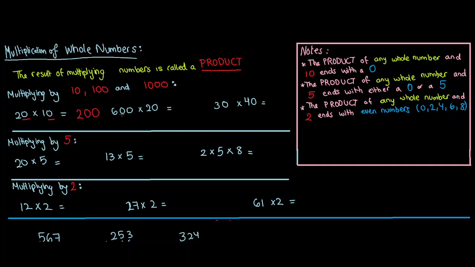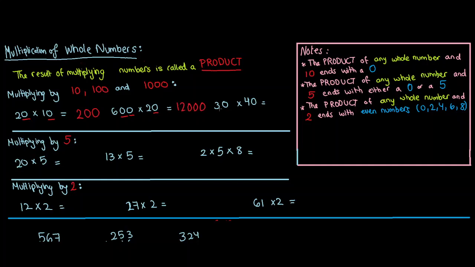Another example here, we've got 600 times 20. In this, we've got 3 zeros. 1, 2, 3. We write the zeros down. And then we do the multiplication of the numbers. 6 times 2. And the answer to that is 12.